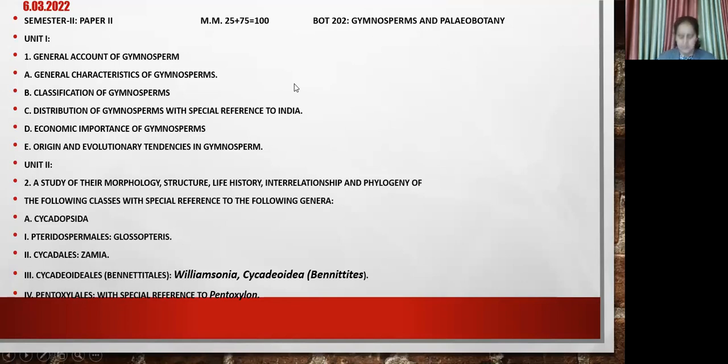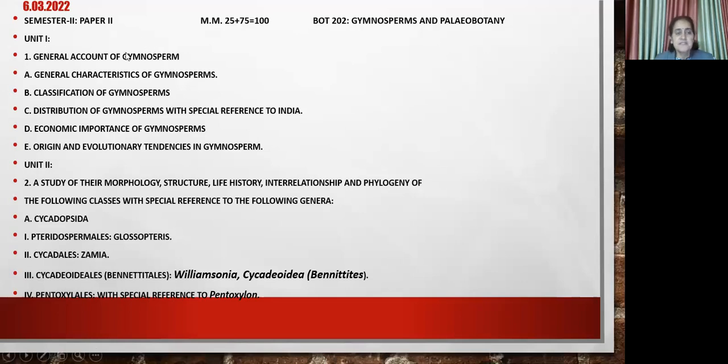Then we are dealing with the syllabus. As written over here, 25 plus 75 marks. This year too, it will be 75 for external and 25 for internal, not 100 marks for external. So we will take your internal assessment for 25 marks and 75 will be the final marking in the paper.